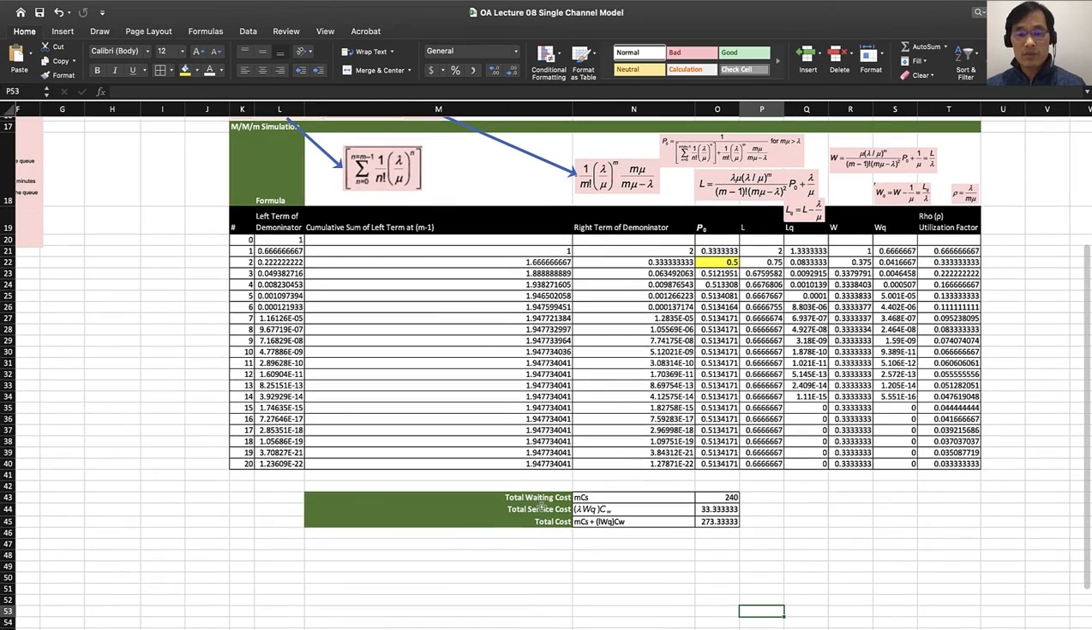Let's take a look at the total waiting cost. Total waiting cost is MCS. We have 2 people who are working, and daily working hours is 8 hours, so 8 times 2, I16 is 2, and I7 is CS, which is $15, and that produces $240 per day to run these 2 lines.